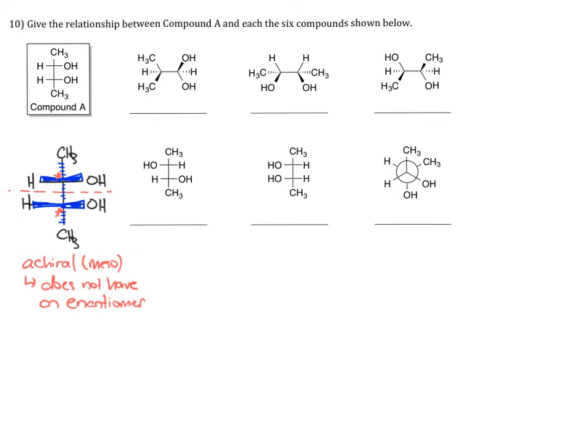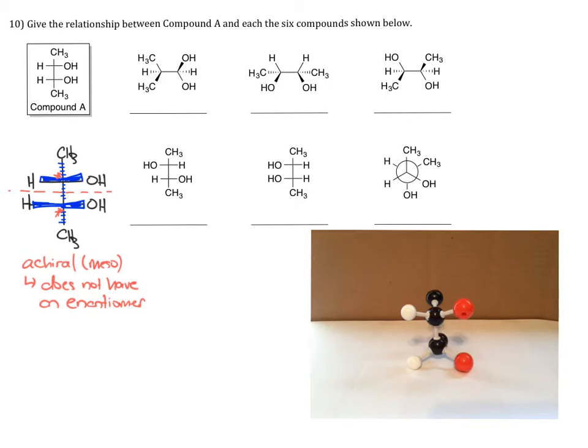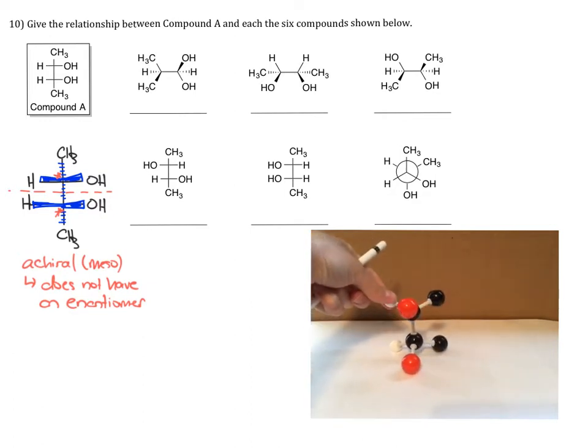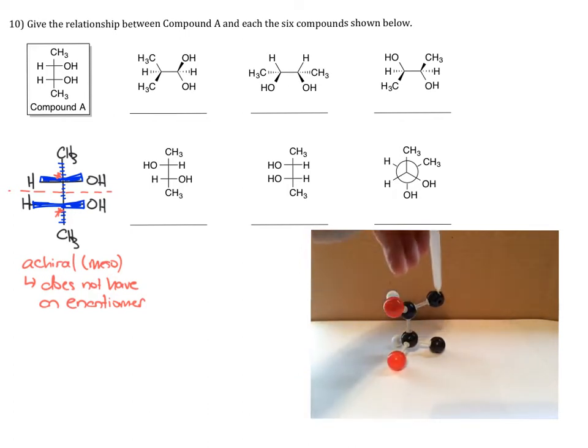Now this particular problem is actually easiest to work using molecular models, so that's what we're going to do. The first thing we want to take a look at is compound A and its molecular model. Here's the molecular model for compound A in the Fischer projection form. If we look at the side here, we can see our 4-carbon chain, our top CH3 group, our bottom CH3 group.